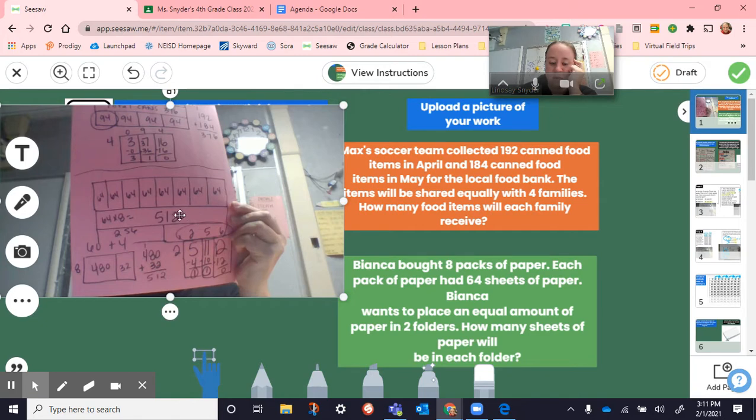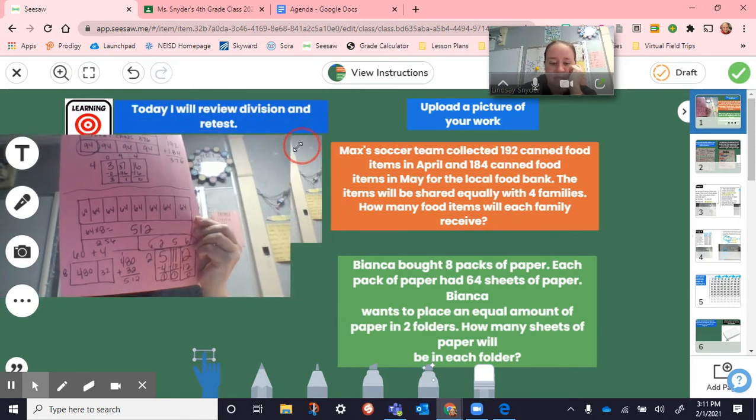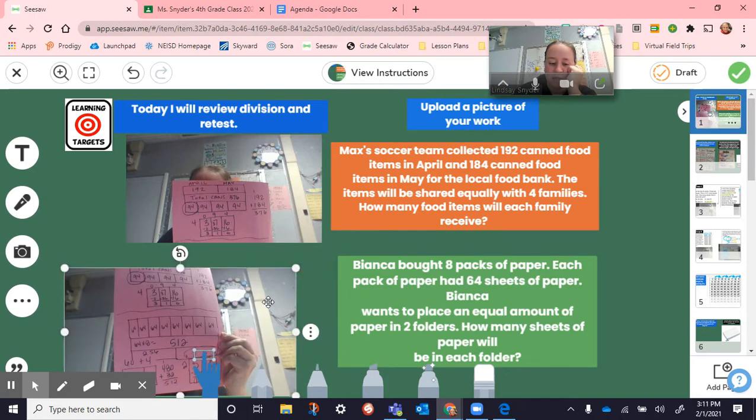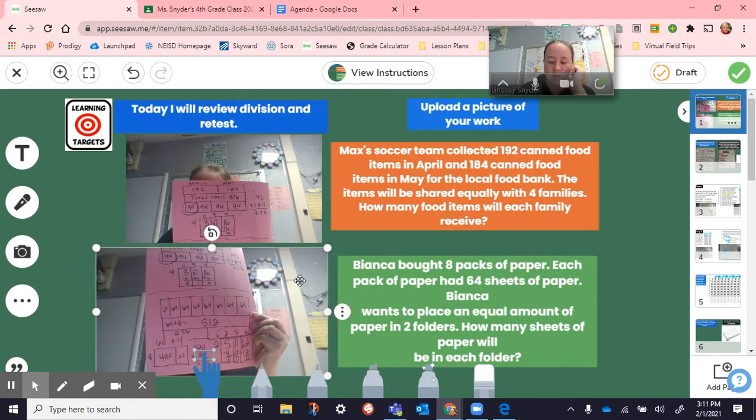Then we're taking that total and we're dividing it by 2 to get it equally into 2 pieces, into 2 folders. So we did the division and we got 256. And so how many sheets of paper will be in each folder? 256. So each of these had those hidden questions in there to where you had to find the totals before you went and did anything else.